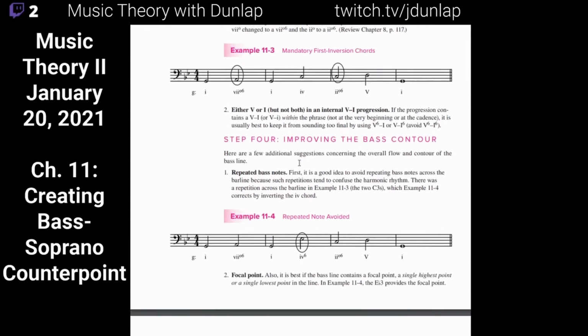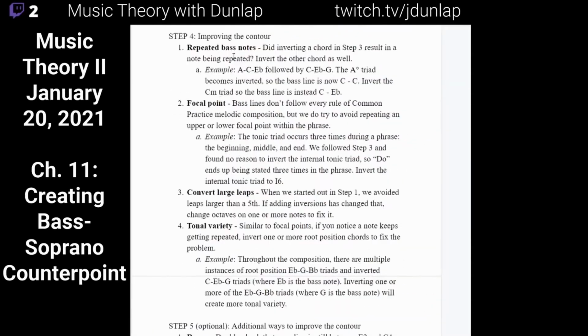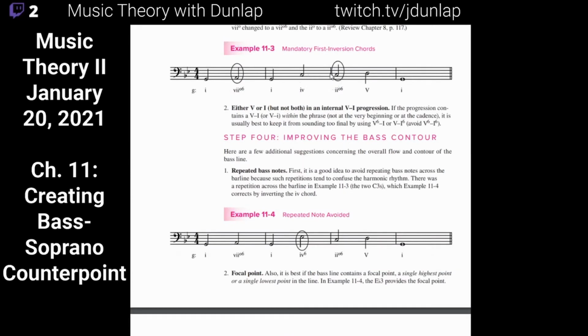Now the issue here is this repeated C. If inverting a chord in step 3 results in a note being repeated, invert the other notes as well. So instead of going C, C, they're inverting to E flat, C. So this E flat is the third of a C, E flat, G chord, and this C is the third of an A, C, E flat chord.